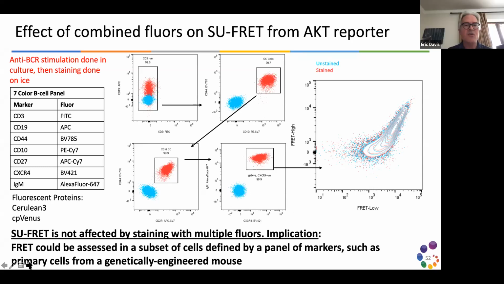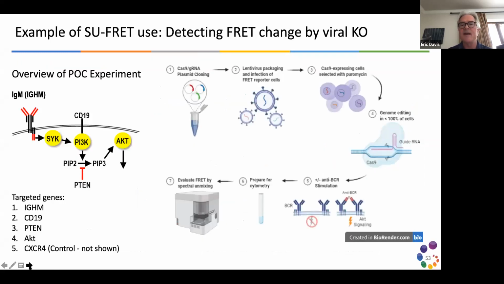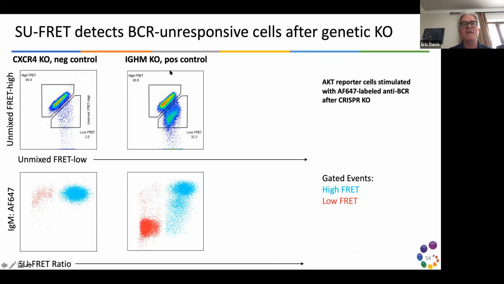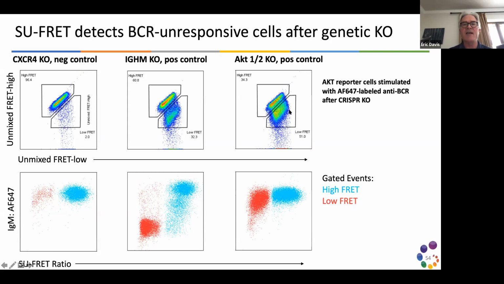Okay. Thank you. You can imagine you could use this in a genetically engineered mouse that has the reporter. Then I'll zoom through that. You could also use the reporter in a genetic knockout screen to identify genes that are important to the response to B-cell receptors. If we have an unrelated antibody, CXCR4, we see that all the cells respond to the anti-BCR. If we knock out the BCR, which we can only do in a fraction of cells, we see that there are some cells that are unresponsive. And then if we knock out AKT, we also have an unresponsive fraction of cells.